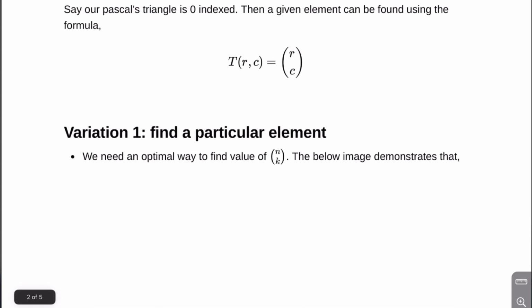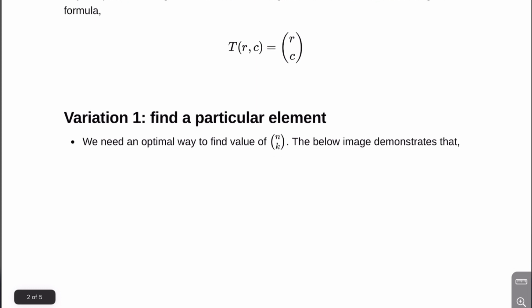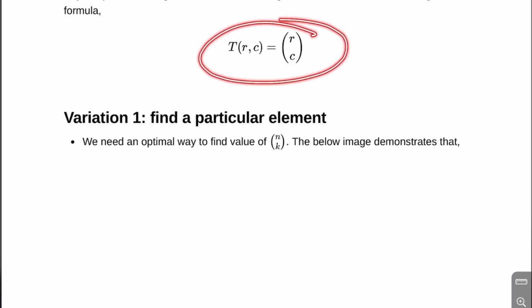So we are dealing with the first variant. We want to find out a particular element in Pascal's triangle. So this is basically asking me what is the optimal way to calculate this R choose C. Let's just discuss the general problem. I want to calculate n choose k.